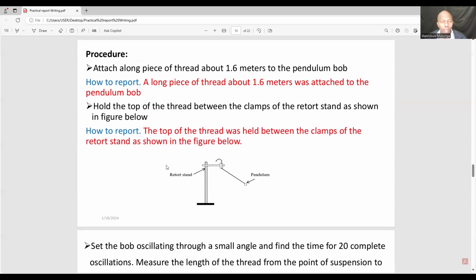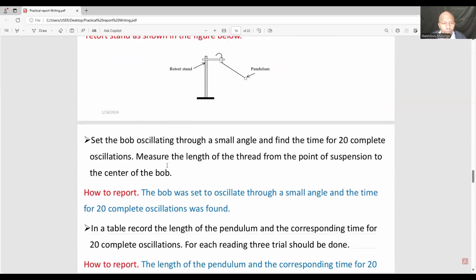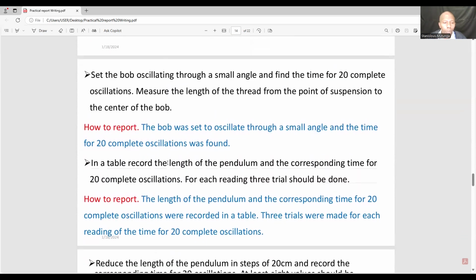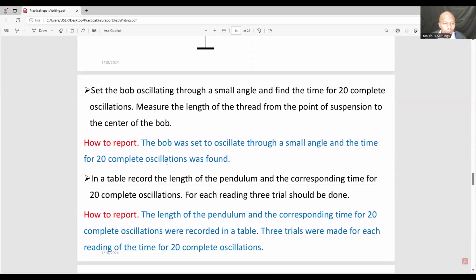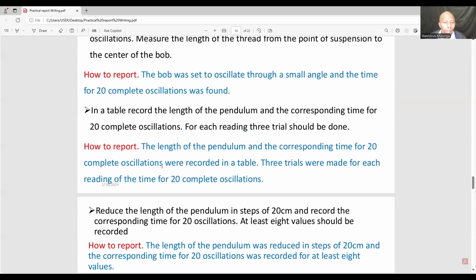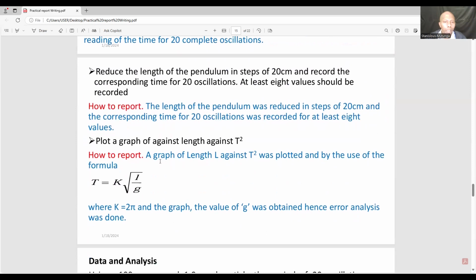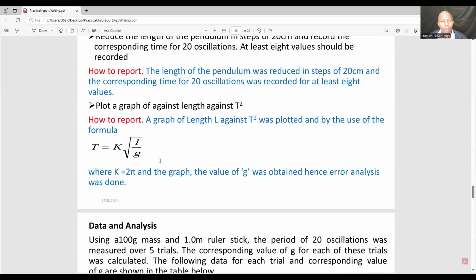So the procedure page one, it was like that. We go to procedure page two, you can get it like that. Procedure page three, you can get it like that. Then after having the procedure, now that's the time for data analysis.